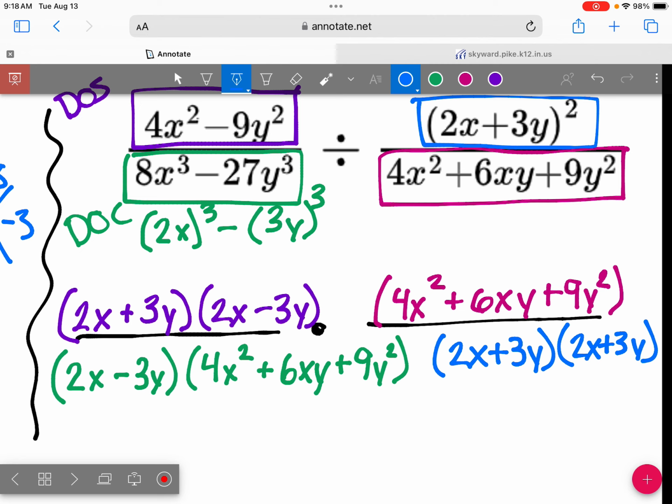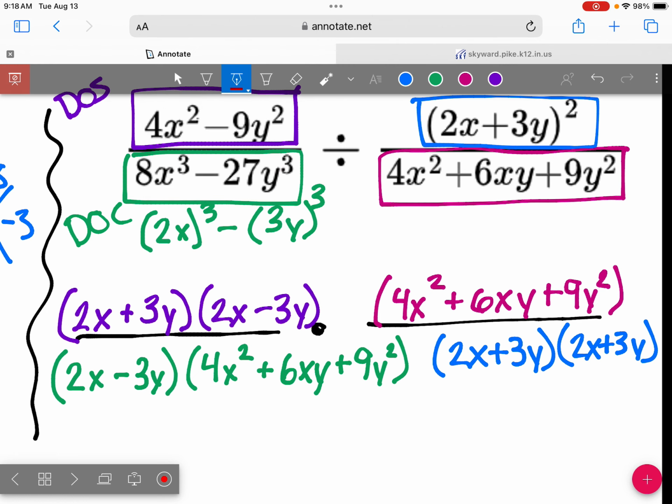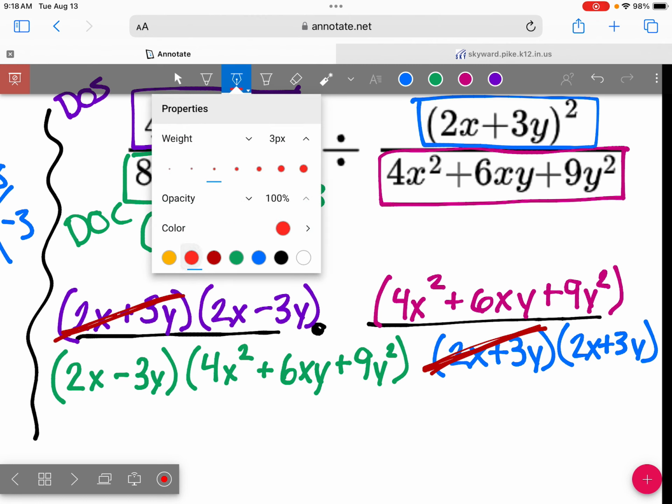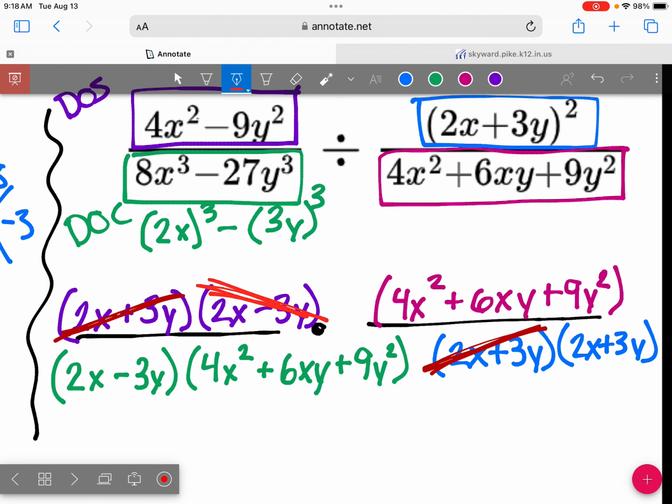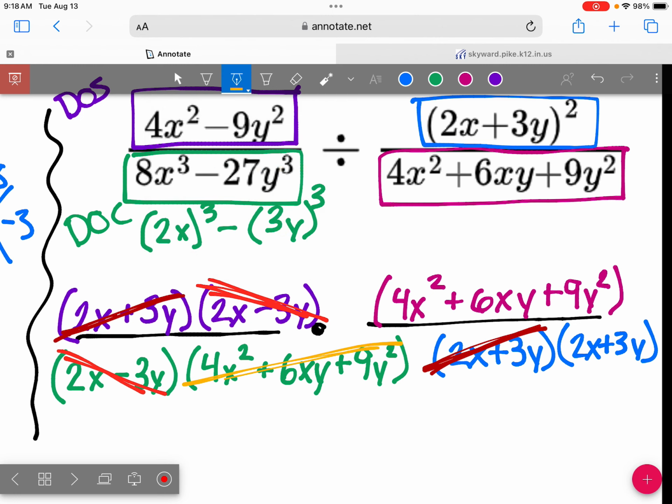because what do we notice in our fully factored bottom multiplication piece? What do we have that can cancel out? 2x plus 3y. I got a 2x plus 3y that can cancel out. This guy and this guy. I got a 2x minus 3y that can cancel out. This guy and this guy. And the hot mess can cancel out. That hot mess and that hot mess.